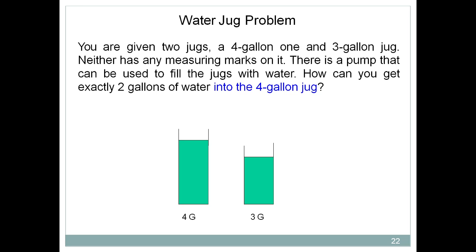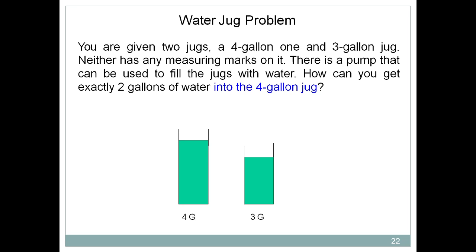First of all, we try to understand what the water jug problem is. You are given two jugs, a 4 gallon and a 3 gallon jug. Gallon represents the capacity of water. Generally the capacity of water can be measured in liters or gallons. Here we consider gallons, but sometimes you may get liters also. Liter and gallon are both measuring units for water.